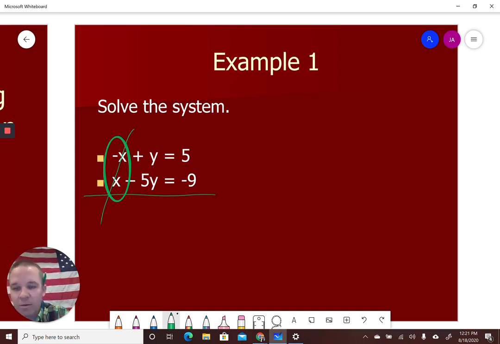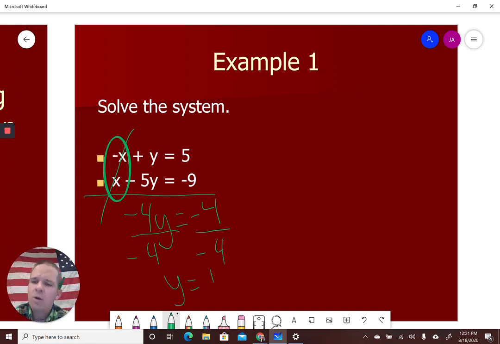Now I'm going to add the y's together, combine those, and I'm going to get negative 4y equals, and then 5 and negative 9 gives me negative 4. Now, when I go to solve this, I'm going to be dividing by negative 4 and negative 4, which gives me y equals 1. Cool. Awesome. So we're halfway done.